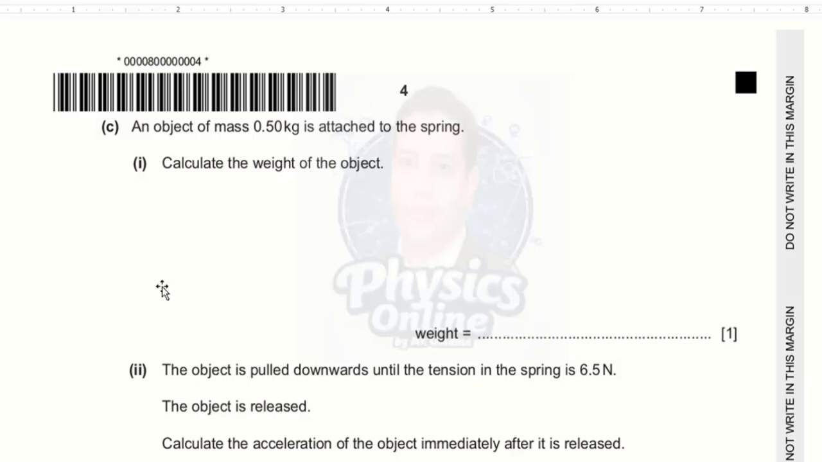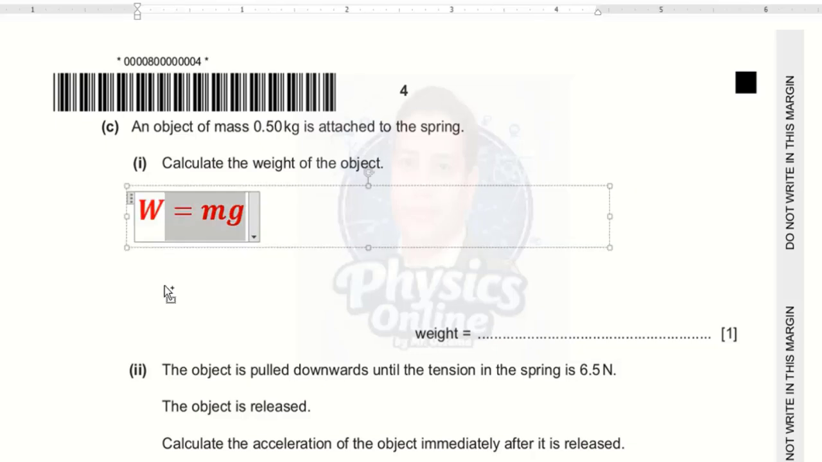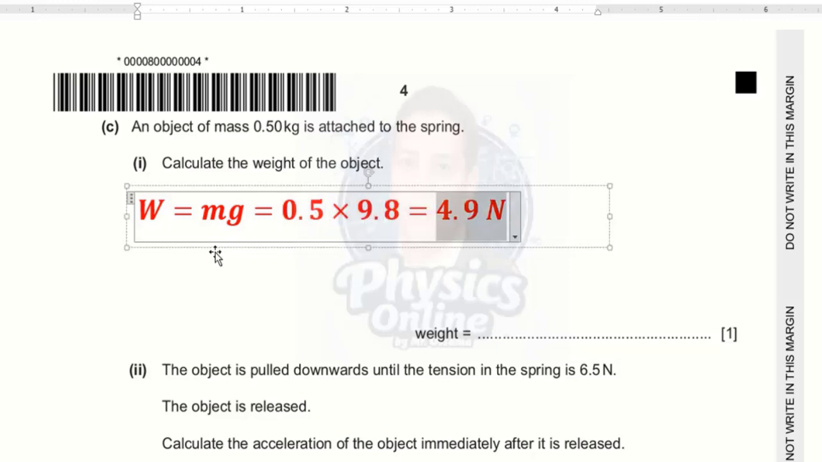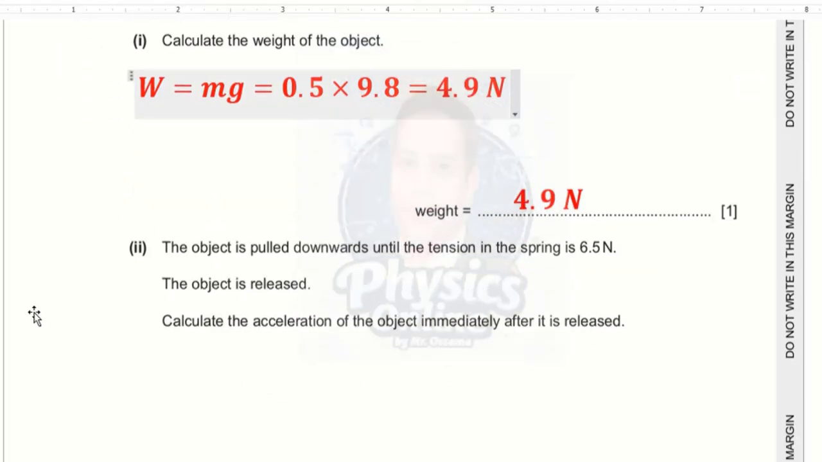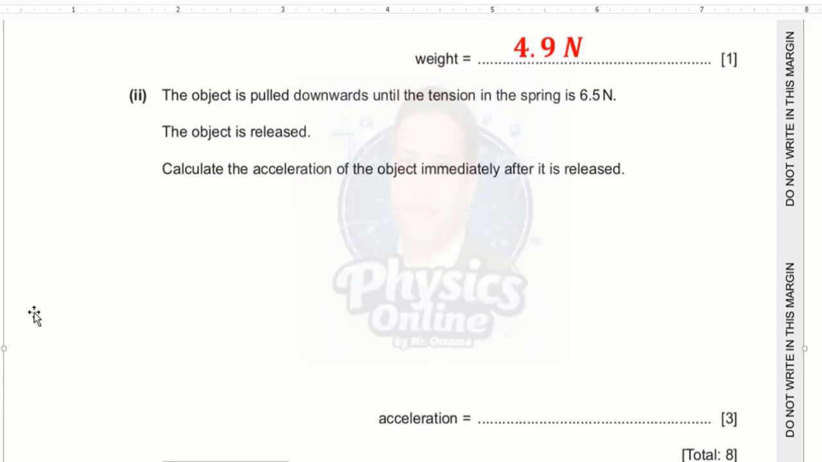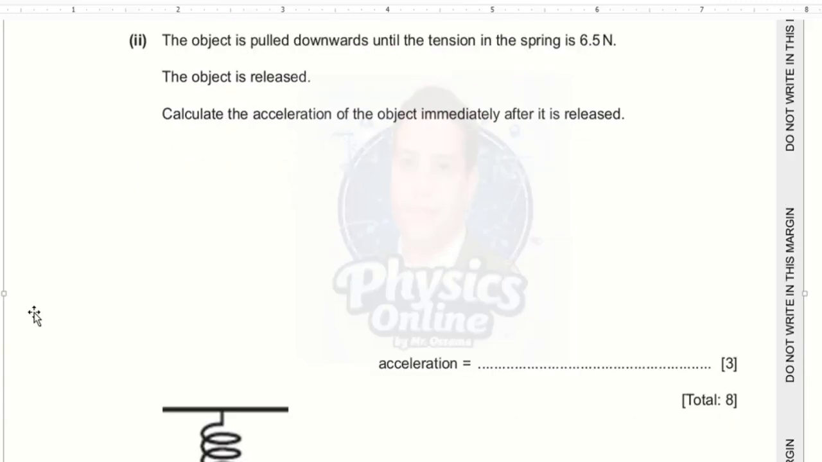An object of mass 0.5 kg is attached to the spring. Calculate the weight of the object. The weight equals mg, mass times acceleration of gravity. The mass is 0.5 and acceleration 9.8 equals 4.9 Newton. Final answer 4.9 Newton.